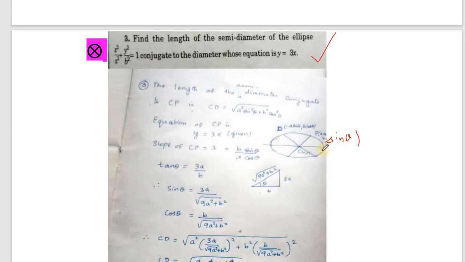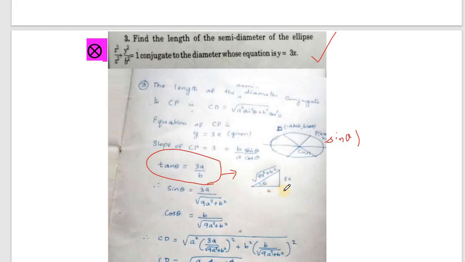The slope of CP is the difference between y coordinates divided by the difference between x coordinates. So that is what you have. So from here, cross multiplying, we get 3a by b is equal to tan theta. Now this is nothing but sin theta by cos theta. So whenever this is given, it's quite natural to consider a right angle triangle and mark the sides correctly, and you can use this.